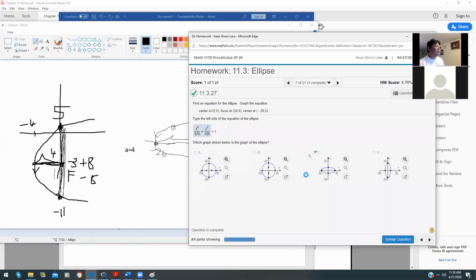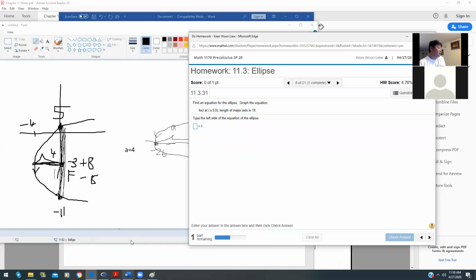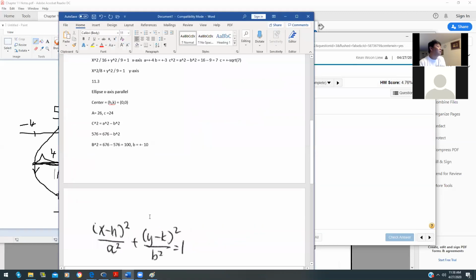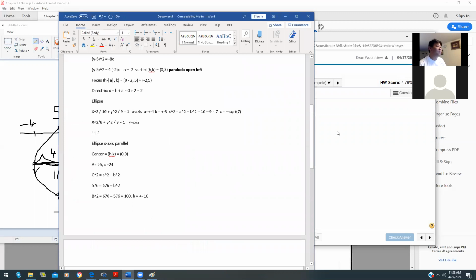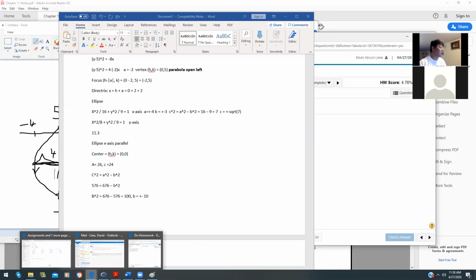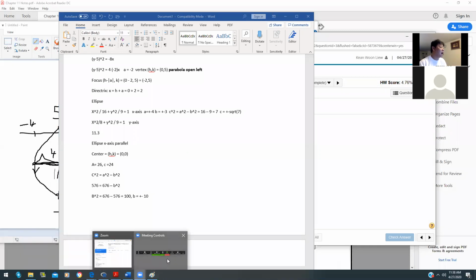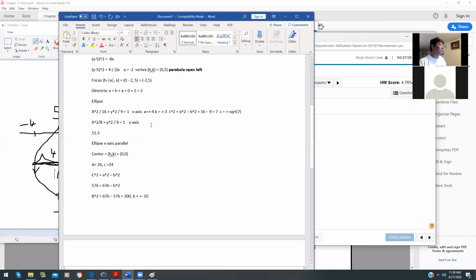What makes it a circle? Does anyone know how you get a circle from an ellipse? Once you look at the equation, how do you know this is a circle? Does anyone here know how you will get a circle once you look at the equation? Anyone know how?